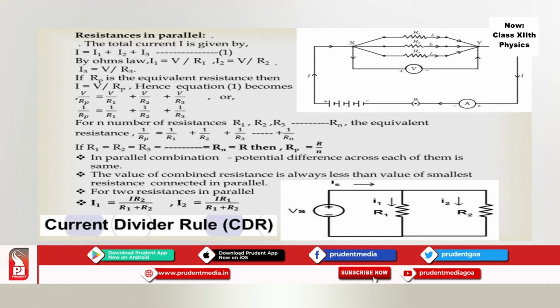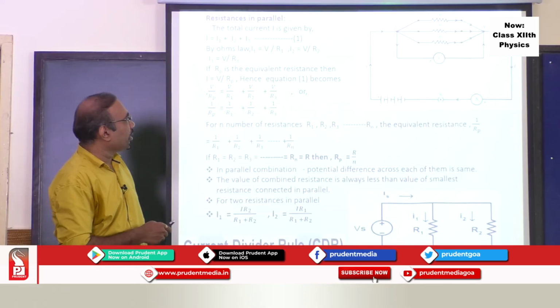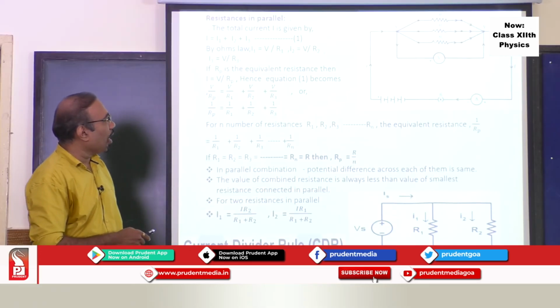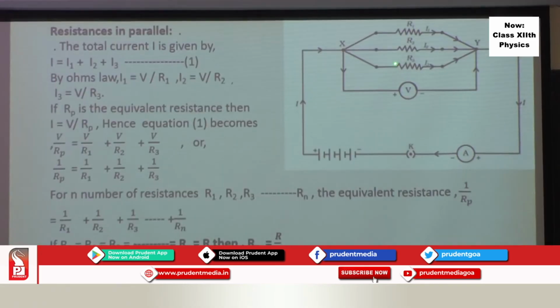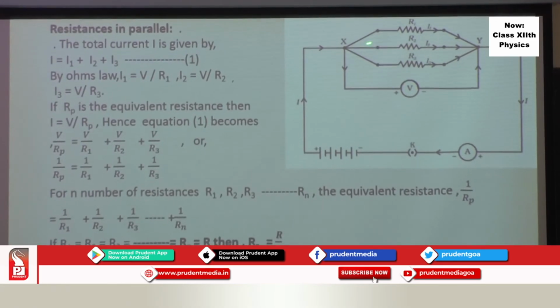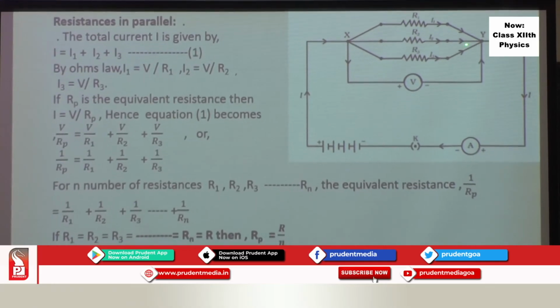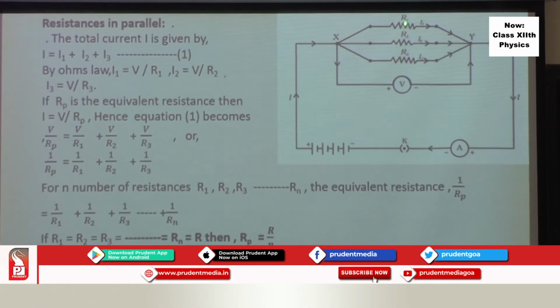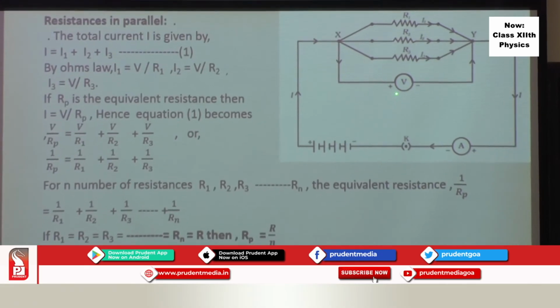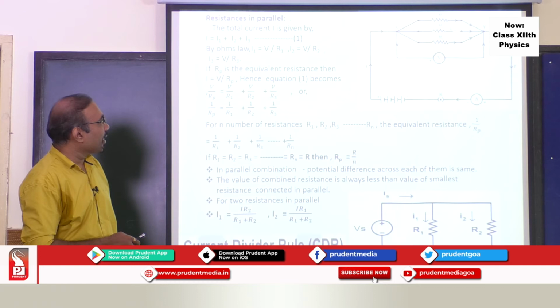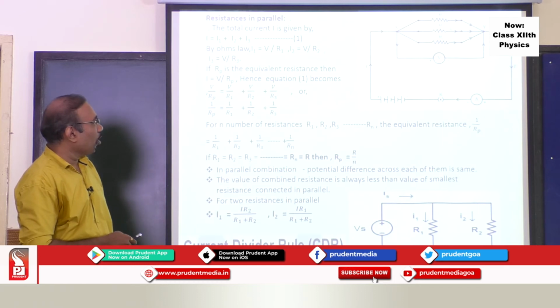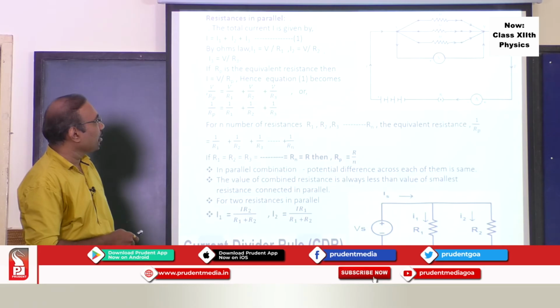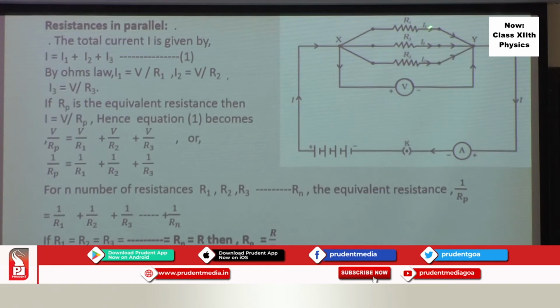If the resistances are in parallel, let's work out this part also. So R1, R2, R3, three resistances connected in parallel. Now, they are connected between two common points, X and Y. So the potential difference across each one of them is the same. Please understand this part. The potential difference between X and Y is the same. Current is flowing on account of this battery, plug key and ammeter here. The ammeter measures current, and this current gets divided into three branches, I1, I2, I3. So total current I is equal to I1 plus I2 plus I3.